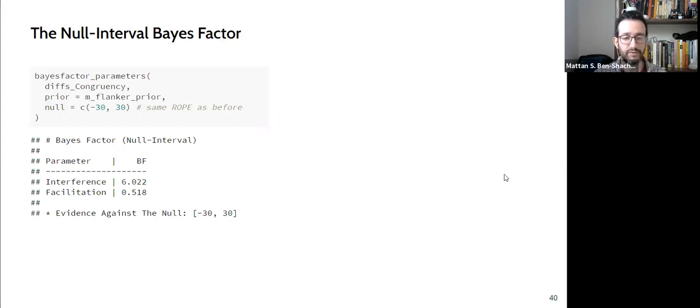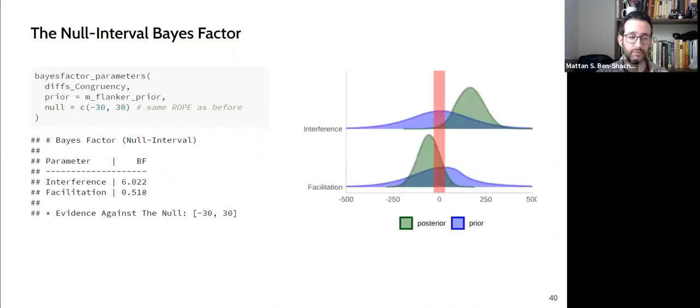So for the interference effect, we have a Bayes factor of 6. What does a Bayes factor of 6 mean? It means that non-null values, values outside of our rope, are supported 6 times more than values inside of the rope. Visually, we can see here that the rope lost, right? It lost its probability from the prior to the posterior. Essentially, if the rope has become less probable, then values outside of the rope have become more probable. And the Bayes factor quantifies this. It tells us that values outside of the rope are 6 times more supported than values inside of the rope.